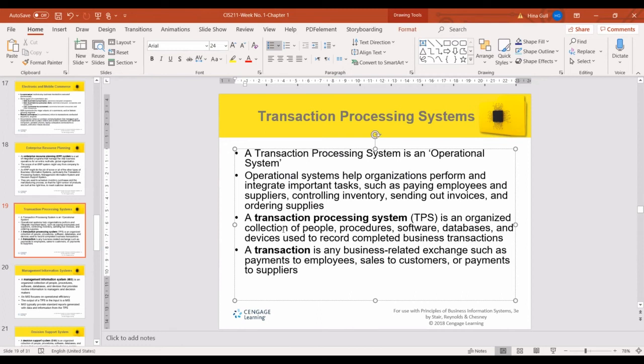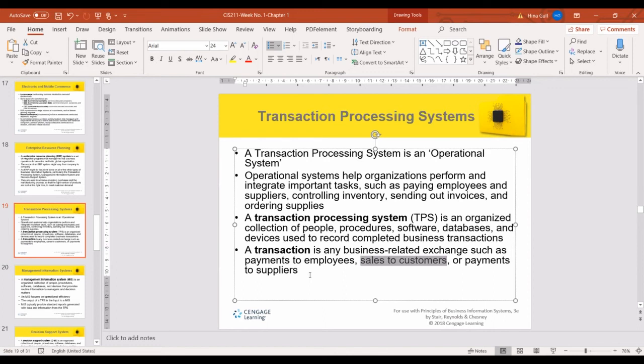TPS is an organized collection of people, procedures, software, databases, and devices used to record completed business transactions. A transaction is any business-related exchange, such as payments to employees, sales to customers, and payments to suppliers. So all these, Hyperpanda, Extra, Carrefour, they have this system.